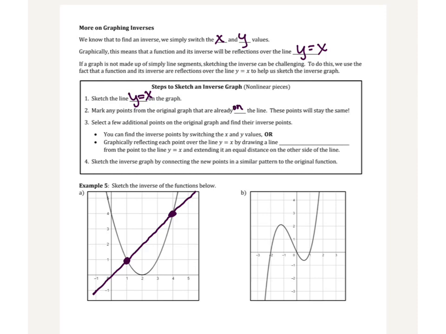So let's say a good point to mark here would be this one at 0, 4. And maybe this one at 2, 0. So on my inverse function, I'm going to get to use the inverses of those 2 points. So instead of having a point at 2, 0, I'm going to have one at 0, 2. And instead of having a point at 0, 4, my inverse function is going to have a point at 4, 0.